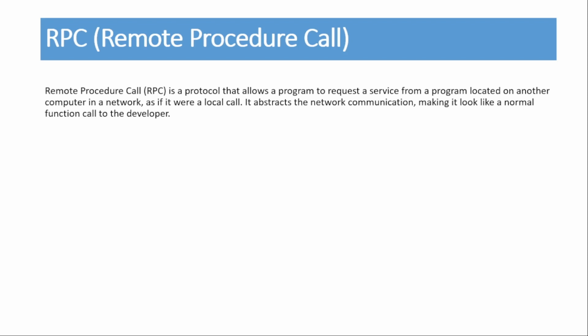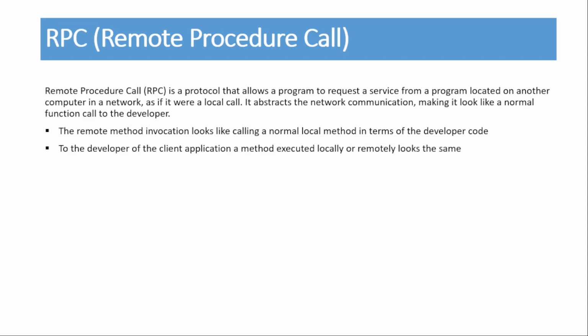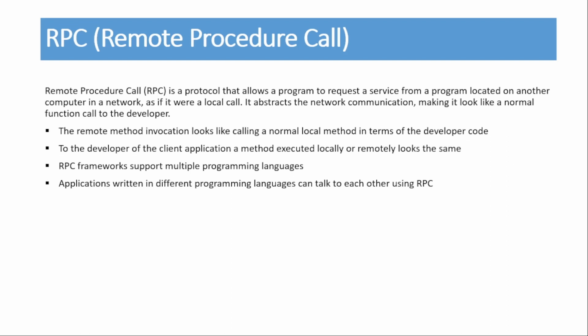It abstracts network communication, making it look like a normal function call to the developer. The remote method invocation looks like calling a normal local method in terms of the developer code. To a developer of the client application, a method executed locally or remotely looks the same. RPC frameworks support multiple programming languages like Java, C#, Python, PHP, etc. Applications written in different programming languages can talk to each other using RPC.